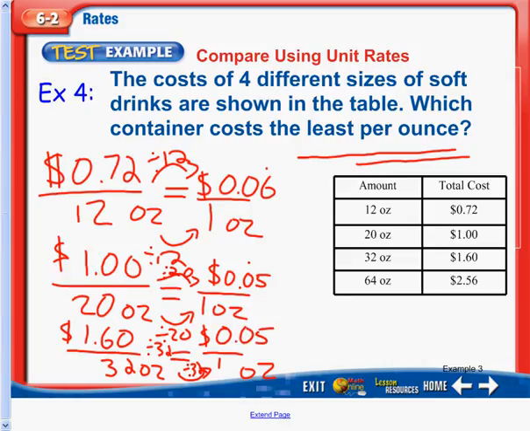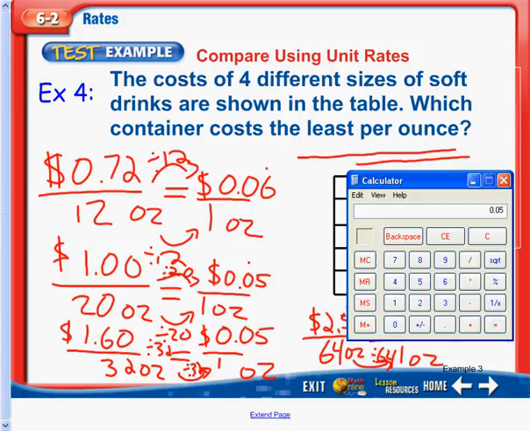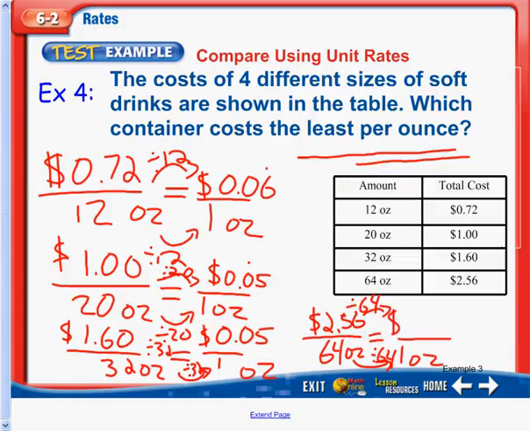So now we are down to the last one of $2.56 per 64 ounces. And we're probably running out of space on our notes here. So now to get from 64 to 1, we divide by 64. And we divide by 64 over here. So 2.56 divided by 64 is going to get us 4 cents per ounce. So going back to the board here, we have 0.04 per ounce.